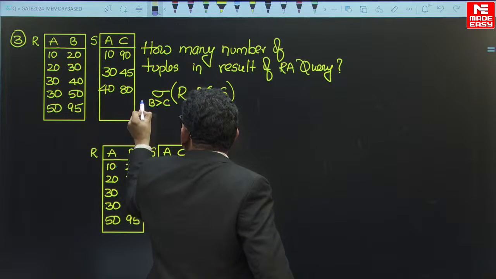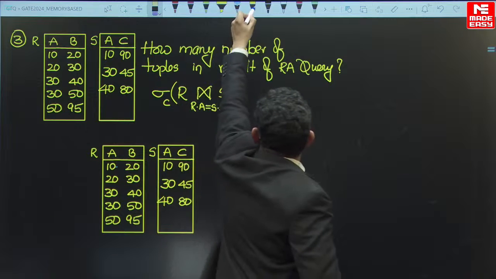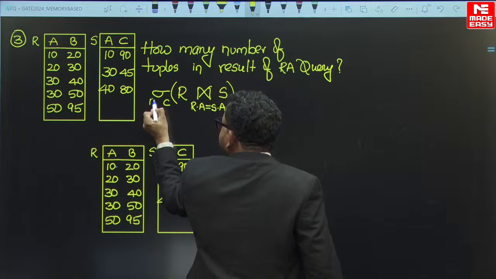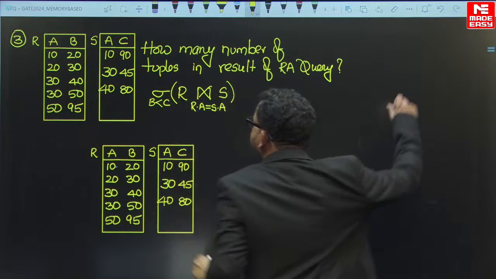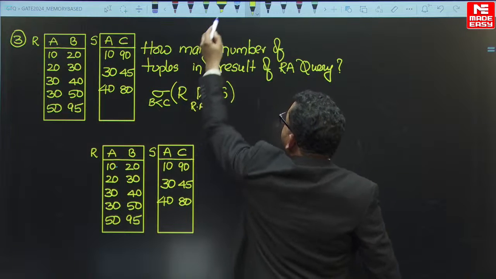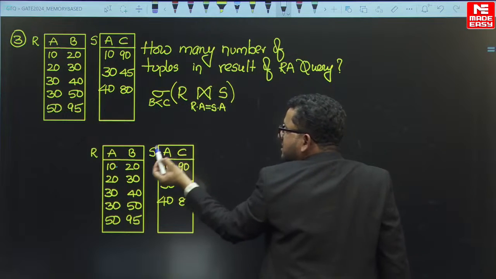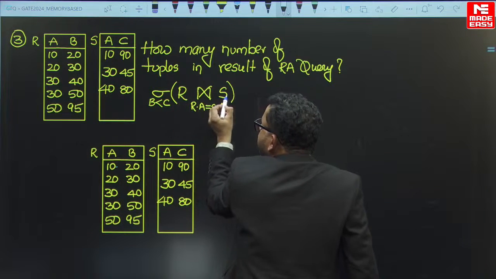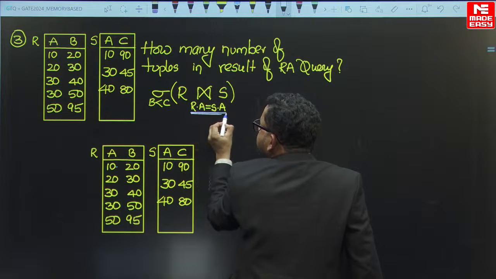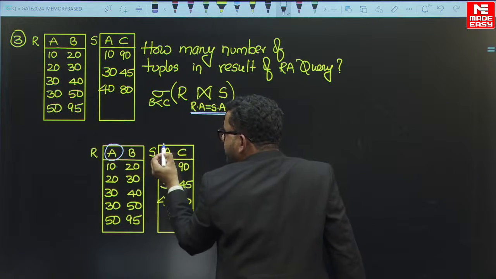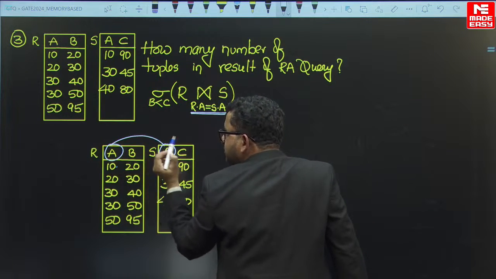Okay, so I received two formats. Some say B greater than C, some say B less than C. Let's convert to B less than C. It's a simple conditional join query. So R cross product S, with R dot A equal to S dot A. This R dot A should be equal to S dot A over the cross product.